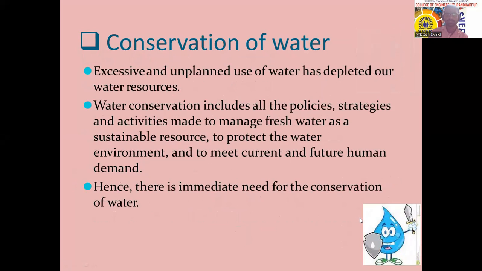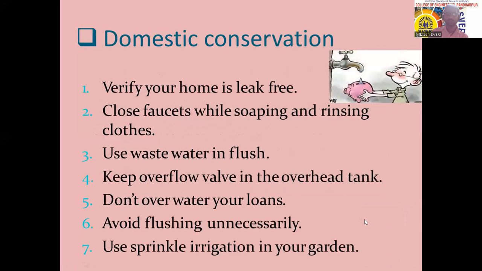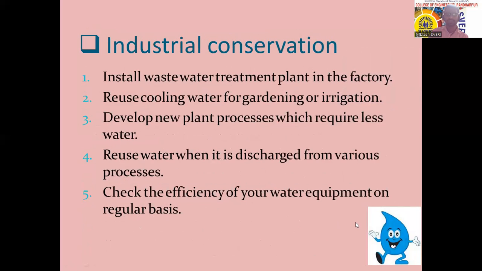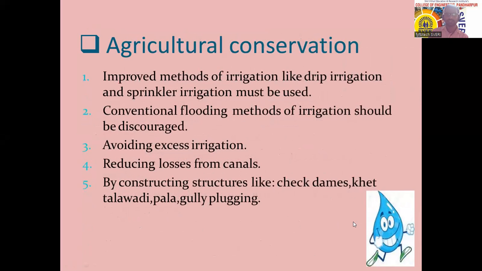How do we conserve water? There are different systems. First one is domestic conservation, how you can conserve the water at your home, how we can store our water in a systematic way. Conservation means we have to prevent polluting or wasting. Then industrial, how to conserve the water in industry. Then agricultural conservation.